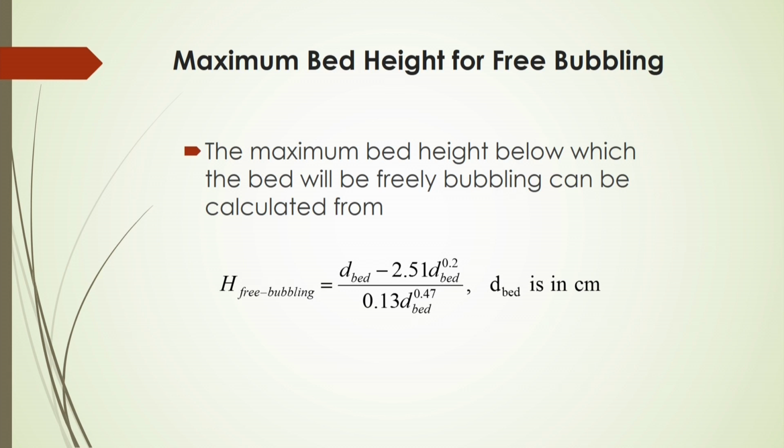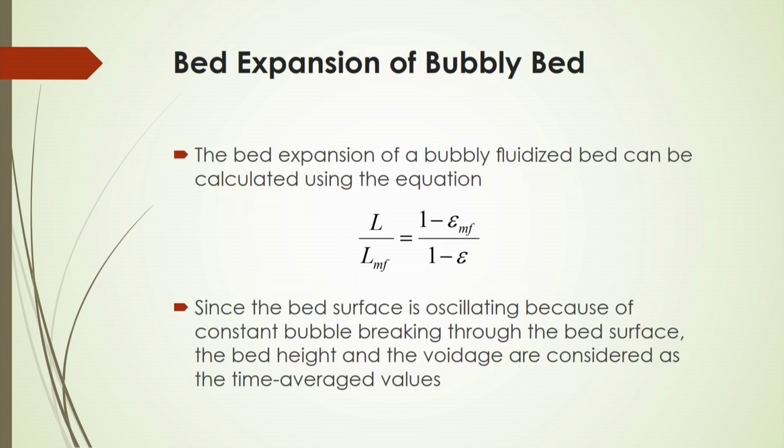The maximum bed height below which the bed will be freely bubbling can be calculated from the correlation given here. The bed expansion of the bubbly fluidized bed can be calculated using this equation from the material balance. Here L by LMF will be equal to 1 minus epsilon MF by 1 minus epsilon.